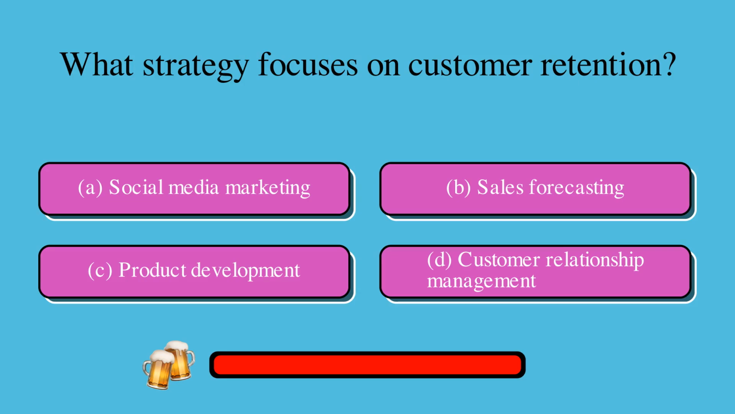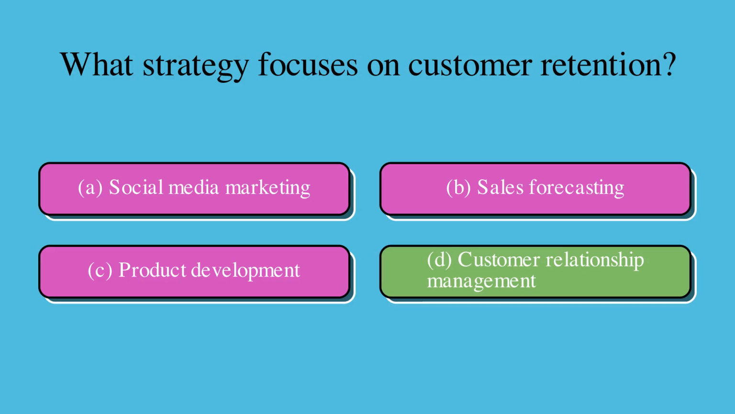What strategy focuses on customer retention? Is it A, social media marketing, B, sales forecasting, C, product development, or D, customer relationship management? The correct answer is D, customer relationship management.